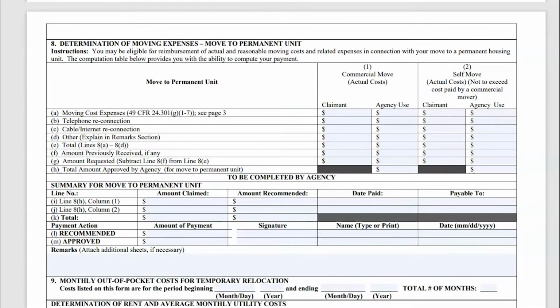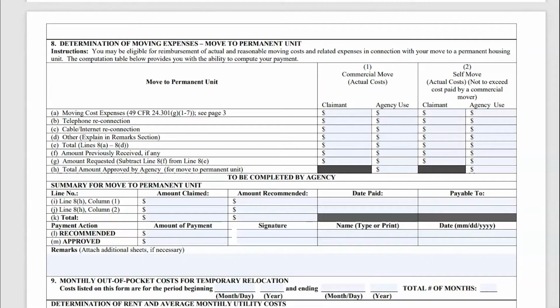The next section is number 8, determination of claimants' moving expenses to their permanent unit. Claimants may be eligible for reimbursement of actual and reasonable moving costs and related expenses in connection with their move from the temporary housing unit to the permanent unit. This section will be completed the same way as number 7, but for actual costs to the permanent unit.